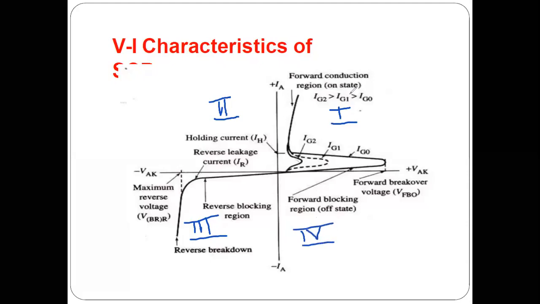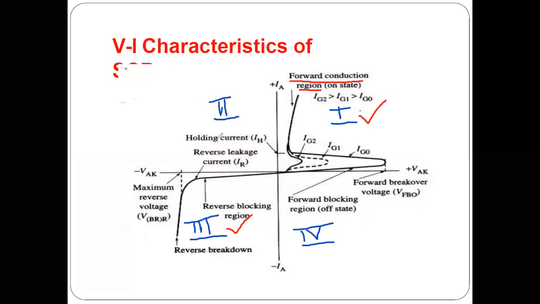The operation of SCR will be in the first quadrant and in the third quadrant. When the SCR operates in the first quadrant, we say the SCR is operating in the forward conduction region.